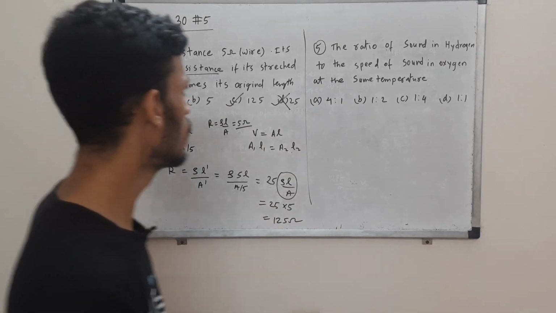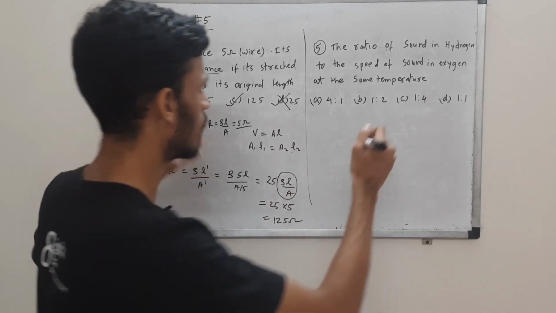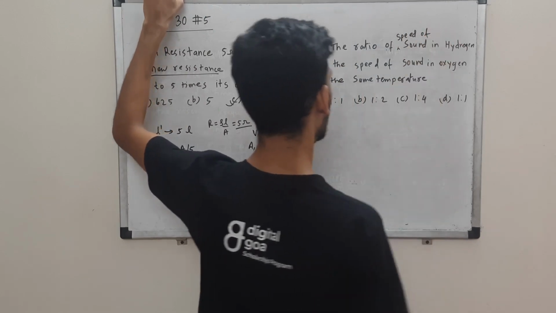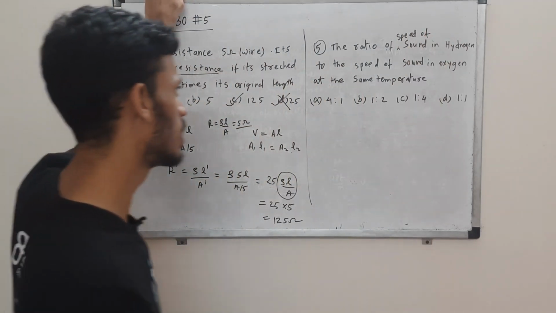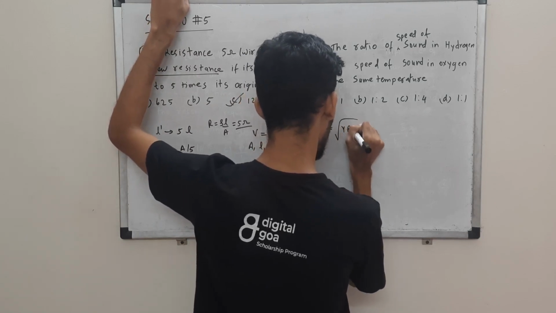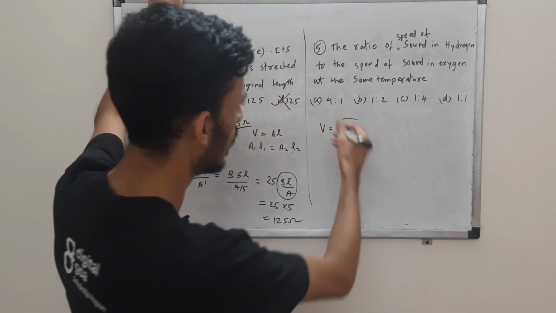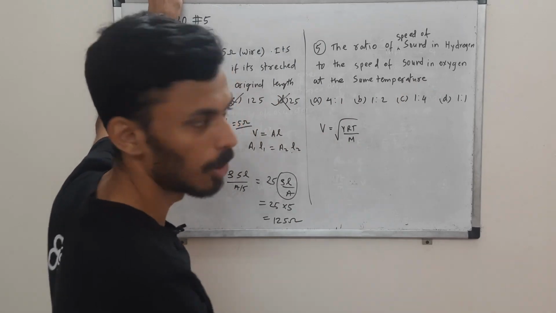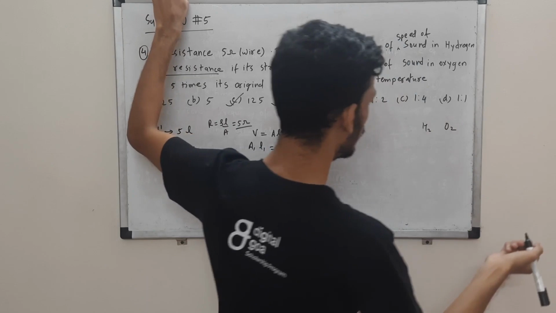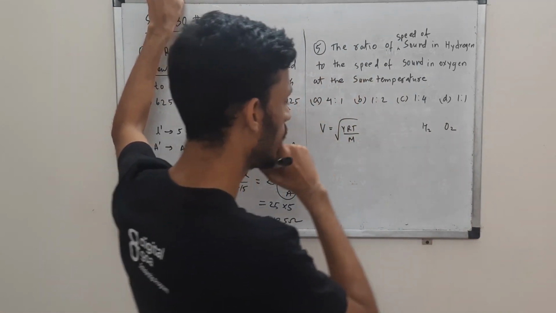Okay, so let's come to this one. Here you are supposed to tell the ratio of speed of sound in hydrogen to speed of sound in oxygen. It's very simple because you know the speed of sound is given as root of gamma RT by m, right? And here R is constant, T is constant, same temperature. Gamma: both of them are diatomic, H2 and O2, right? So the degrees of freedom will be the same for them, and hence gamma is the same for two diatomic gases.